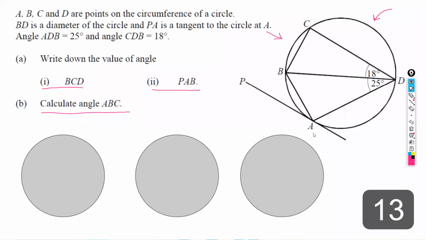The first one they want us to find is B, C, D. So let's just concentrate on that one. B, C, D. That's this angle here. I will call this one X. That should be the easiest one to find. So how much is B, C, D? Don't overthink it. This is one of the easier questions.